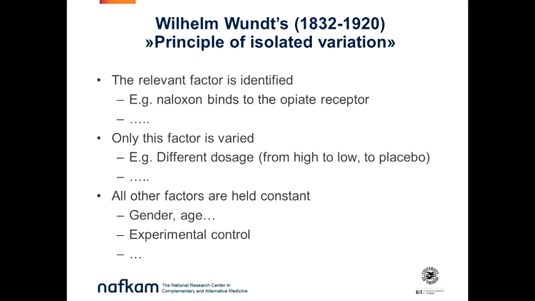And only this factor is varied. So that could be different dosage from high to low to placebo, whatsoever. And all other factors, and that's the principle of experimentation, are held constant. So they don't systematically or unsystematically vary with the variation of your interesting factor. And that's exactly the question that came up after the last talk, where how do you control these patients? You can't. So there we have a problem, very obviously.